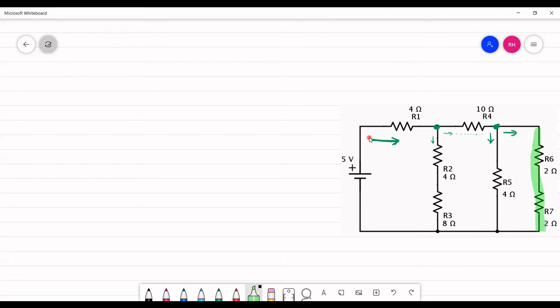So what is happening here? The value of current that comes here is going to flow through both R6 and R7. So the current through R6 and R7 are the same, which implies R6 and R7 are connected in series.